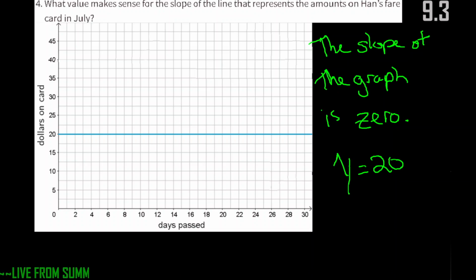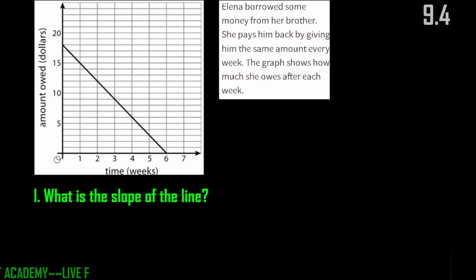Again, feel free to pause, rewind, replay, ask questions. Moving to the back, it says Elena borrowed some money from her brother. She pays him back by giving him the same amount every week. The graph shows how much she owes after each week, and it says to answer and explain your reasoning for each question.